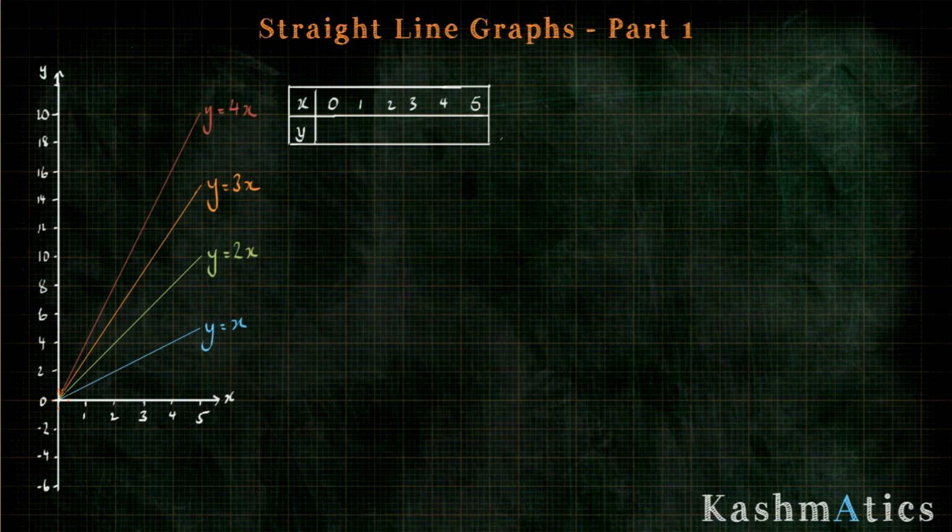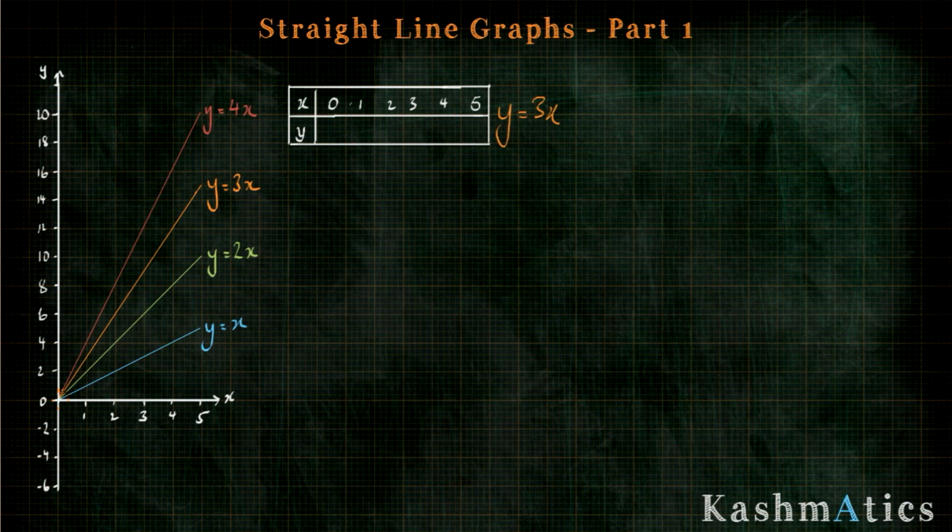Now the equation of a graph tells you the relationship between the x-coordinate and the y-coordinate. Whether it's a straight line, a circle, a curve or a wave, it makes no difference. The x-coordinate and the y-coordinate are linked by the equation. So let's say we had the equation y equals 3x. What that means is to work out the y-coordinate, it's 3 multiplied by the x-coordinate.